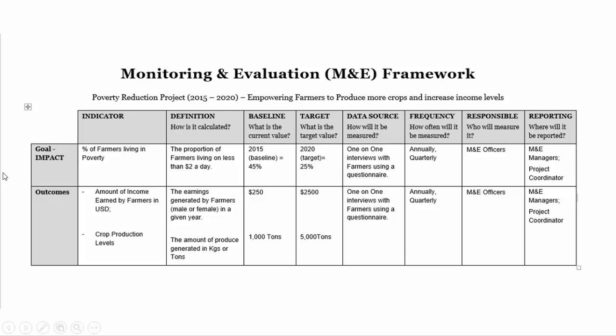Then on this other side, you have the goal, which is the impact, the outcome, the outputs, and the activities. So the M&D framework doesn't just end at the outcome level, but it goes even beyond that. You have the outputs and the activities.